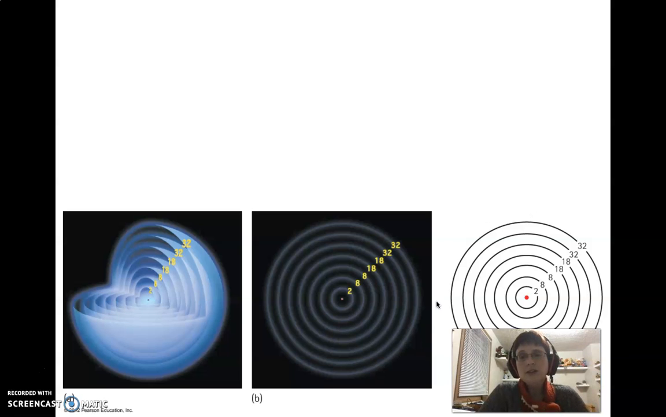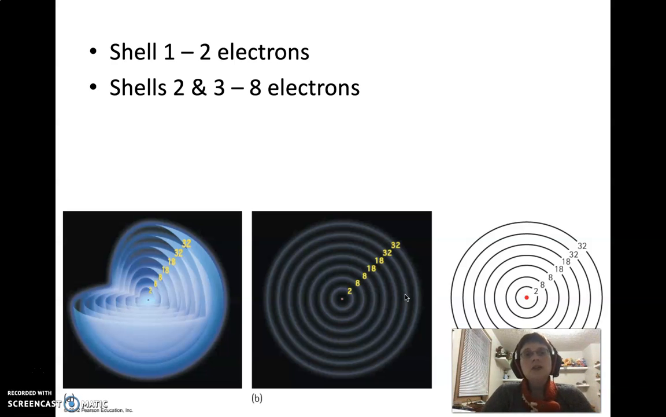So here you can see the different models. There's the shell model. This is kind of a cloud model. And here is our Bohr model. So you can see why this one's a little easier to work with. But now you can see those numbers much more clearly. Shell 1 can hold a maximum of 2 electrons, no more. So it will fit just 2, and then anybody else has got to go to the next shell out. Shells 2 and 3, the next 2 shells out, can hold 8 electrons each.